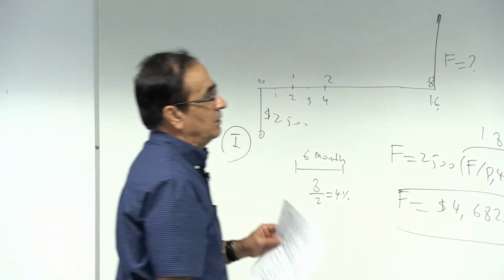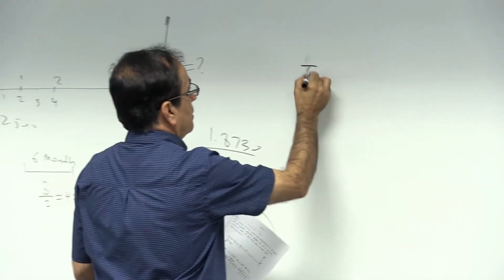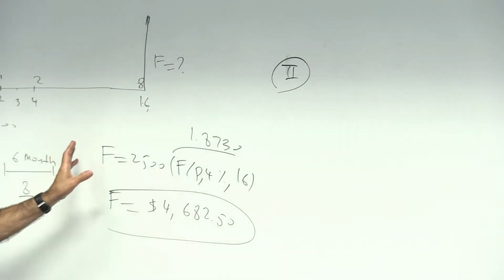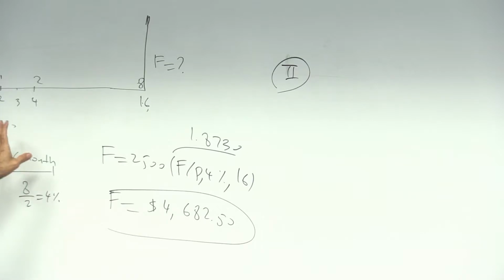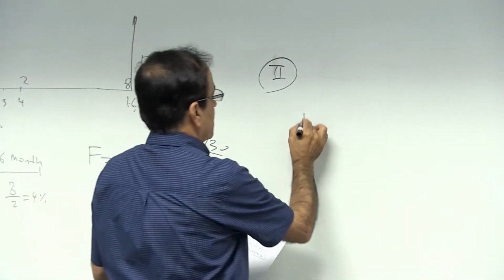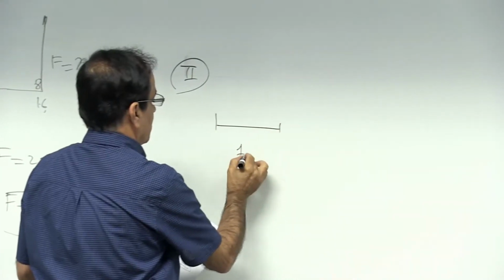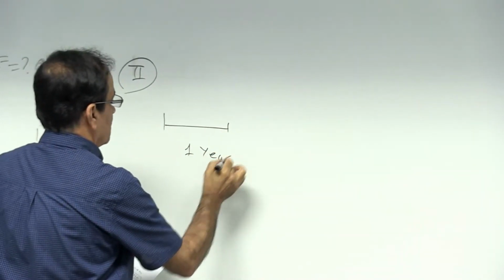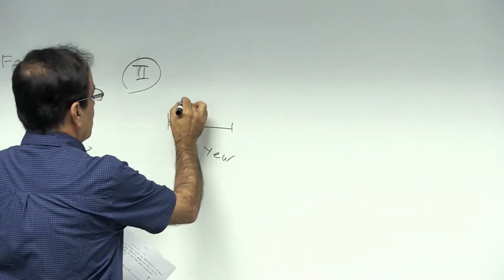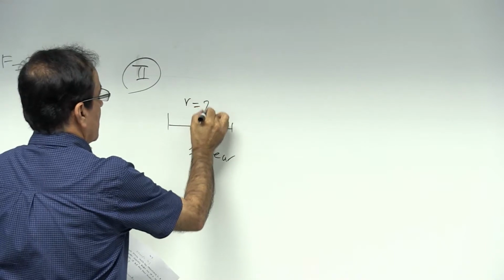There's a second method you can use here, which I'm going to explain. Rather than using 6 months as the unit of time, use 1 year as the unit of time. There's nothing wrong with this, but you will see that it's going to be much harder than using 6 months. So I'm going to use 1 year as a unit of time this time. The nominal for 1 year, R, is 8%.